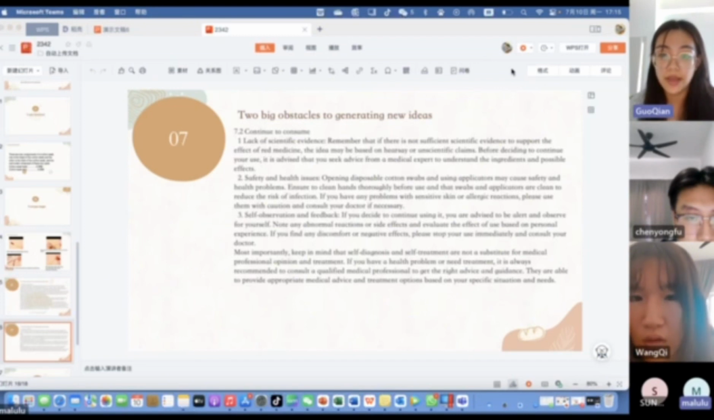If you have a health problem and need treatment, it is always recommended to consult a qualified medical professional to get the right advice and guidance. They are able to provide appropriate medical advice and treatment options based on your specific situation and needs. Okay.